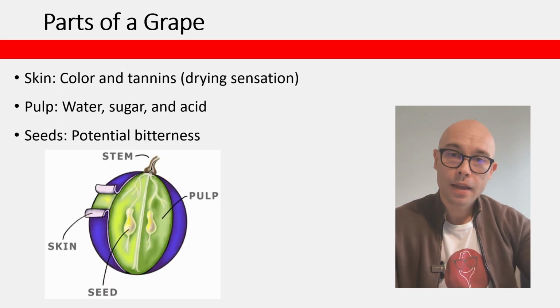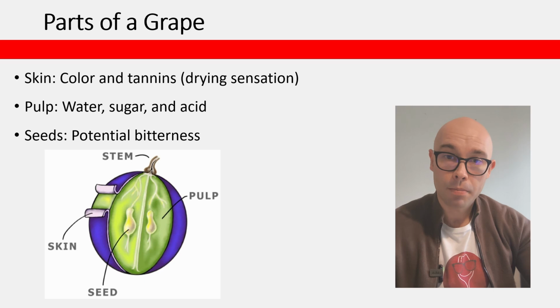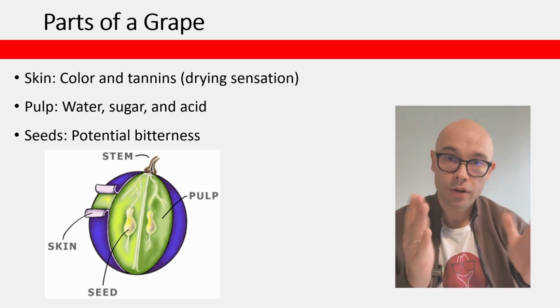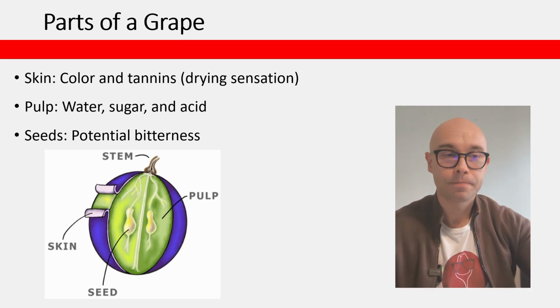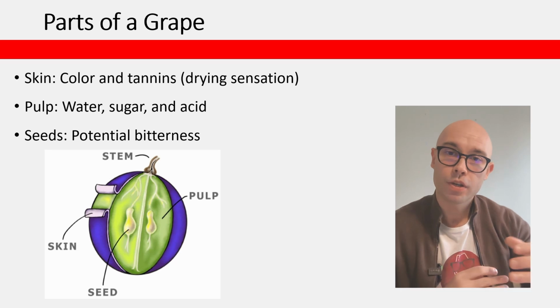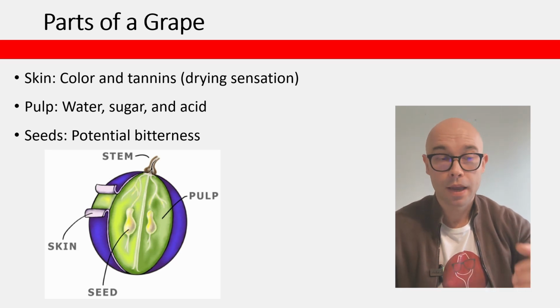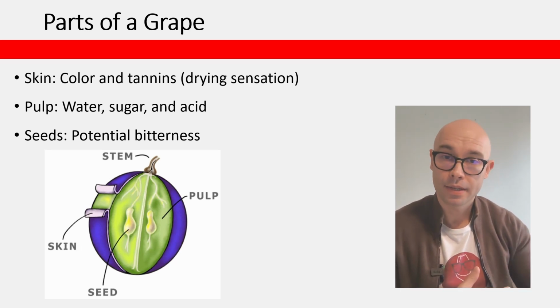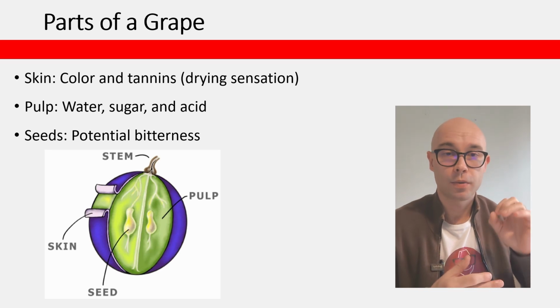Parts of the grapes and how they contribute to the wine. So the 3 main parts of the grapes are the outer part, the skin, the inside part, which is the fleshy part, the pulp, and inside the pulp you have seeds. So let's start with the skins.